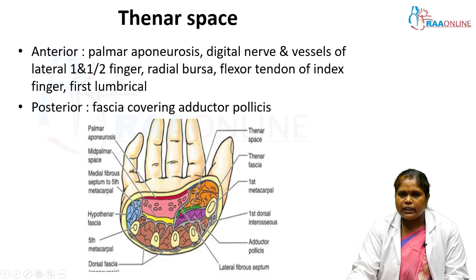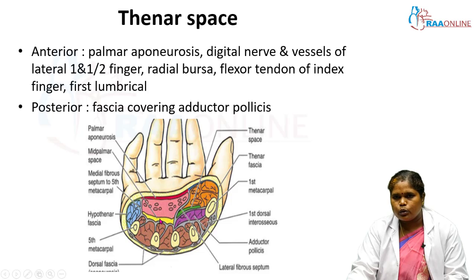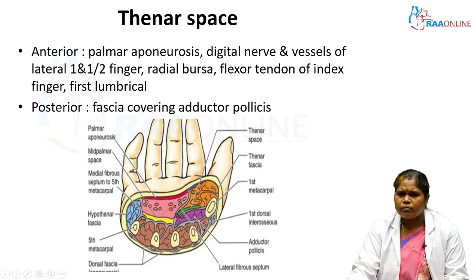See here we can see the green color slit, that is the thenar space. This yellow color space we have discussed, that is the mid-palmar space. Now this green color space is the thenar space. Okay. So now the thenar space will have an anterior boundary, posterior boundary, and this is the medial and lateral boundary.